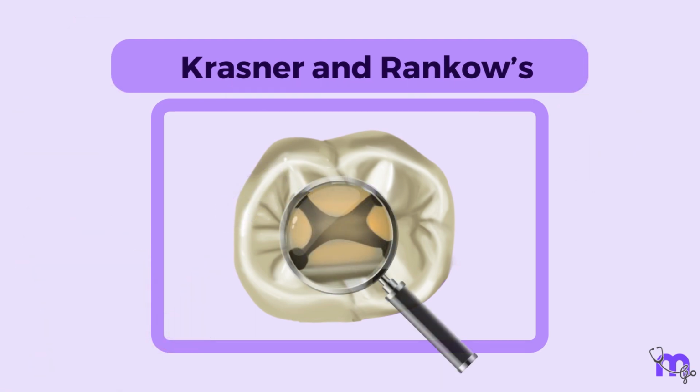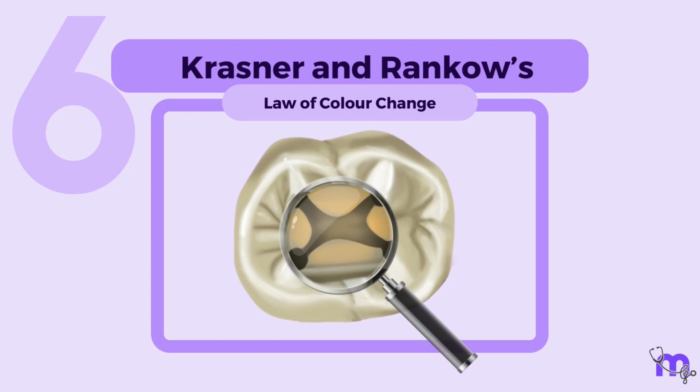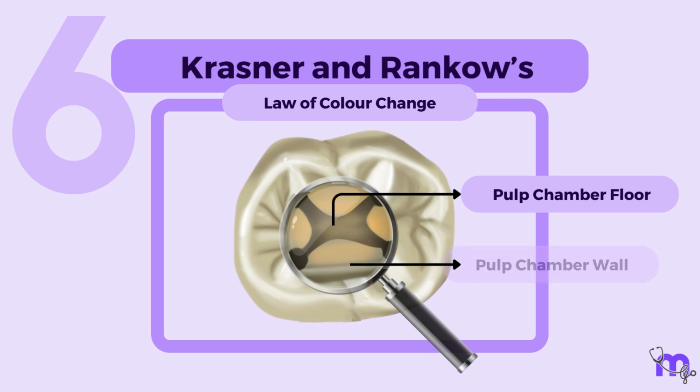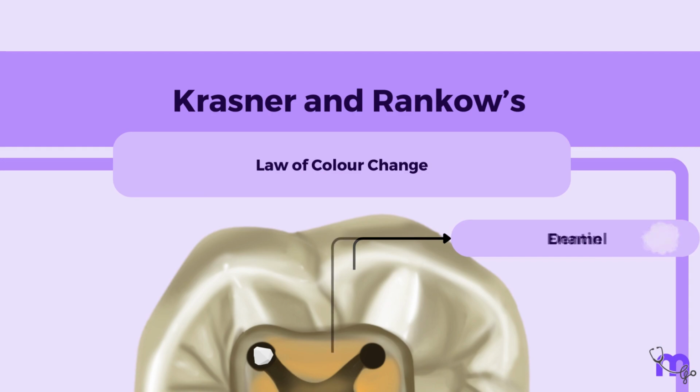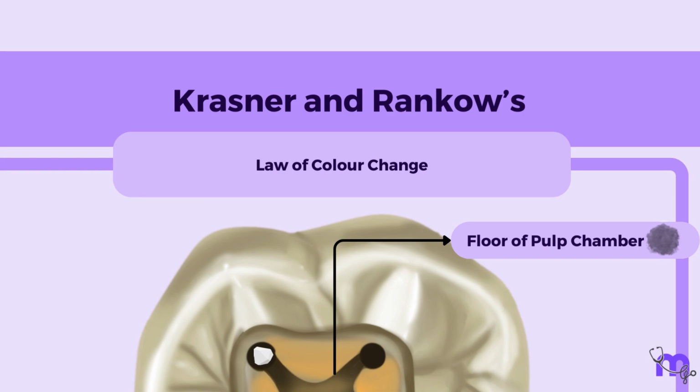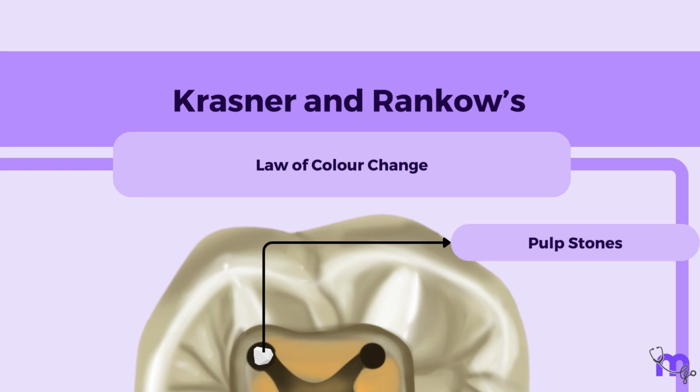Noticing the different shades of anatomical structures, I was reminded of the sixth law, or law of color change, which says that the color of the pulp chamber floor is always darker than the walls. Clinically, enamel is white, dentin is yellow, the floor of the pulp chamber is gray, the root canal orifice is dark gray or black, and pulp stones, if present, are pearly white.